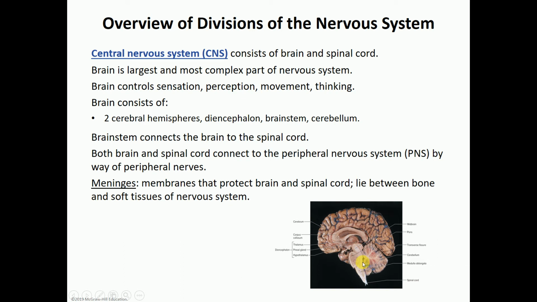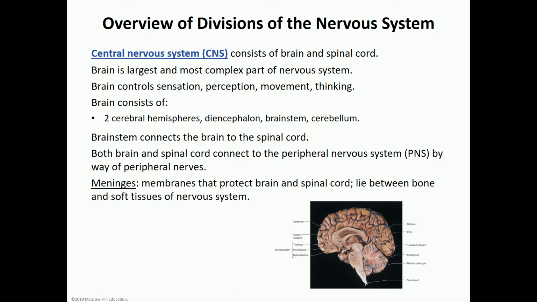We technically usually think of the brain as just this portion, but all of these together make our brain. The brainstem is what connects the cerebrum and different parts of the brain to the spinal cord. So that continuation downwards would be the spinal cord. Now, the brain and spinal cord are going to give off nerves. Those nerves are known as the peripheral nervous system.